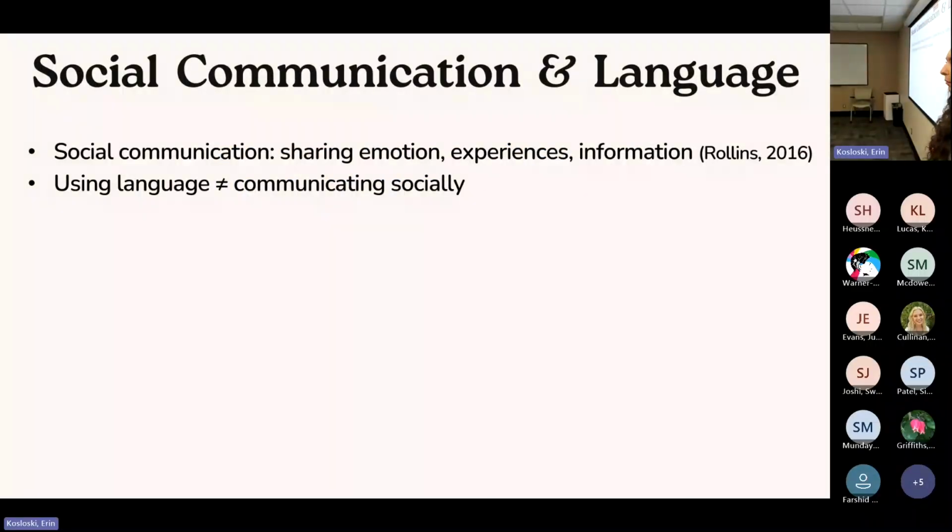So let's talk about what is social communication and what is language. Social communication has both verbal and nonverbal aspects, including eye contact, gestures, and prosody. And what makes something social is using those elements to share emotion, experiences, and information with another person. So we're going to watch an example of that.